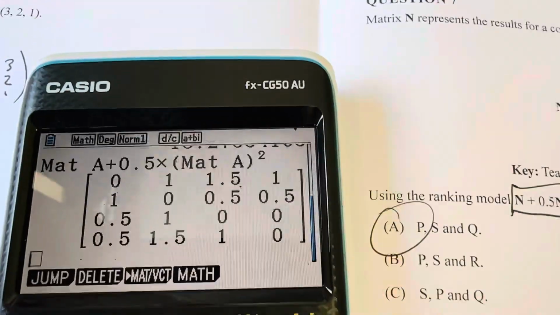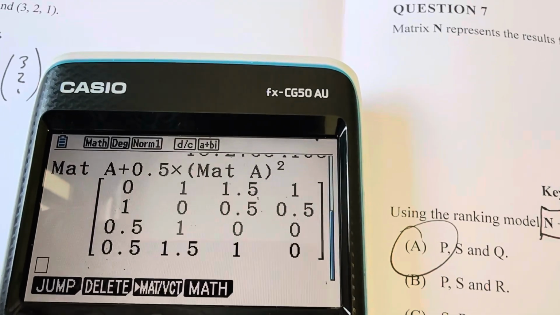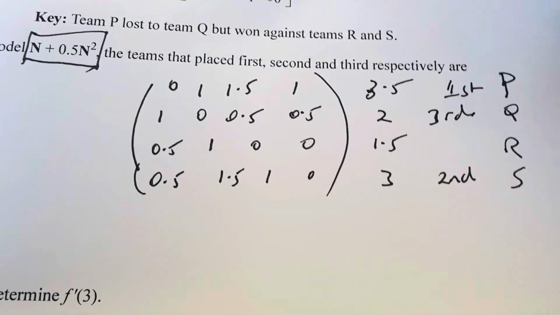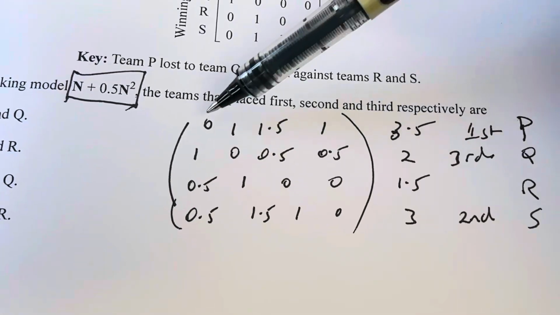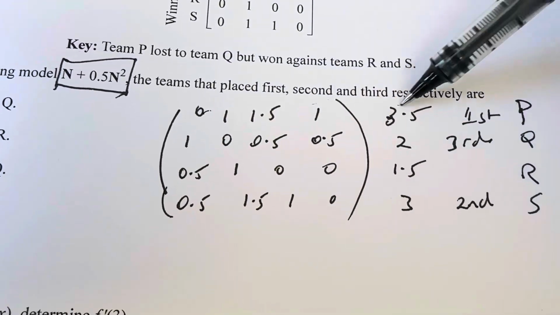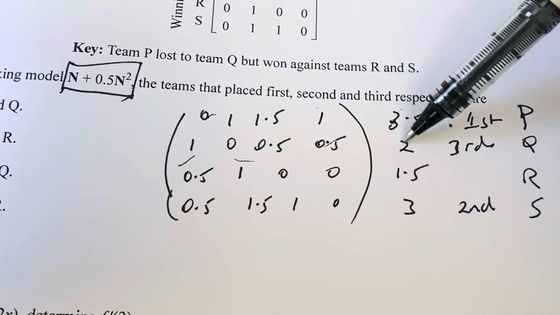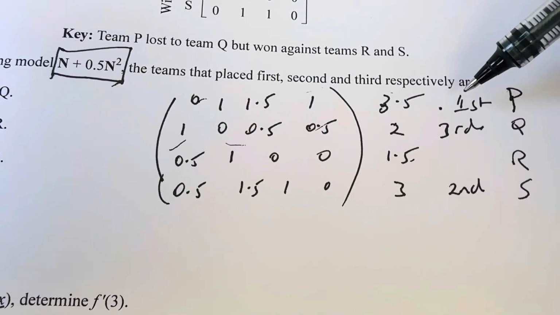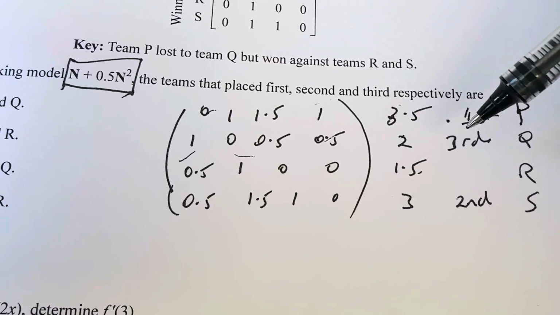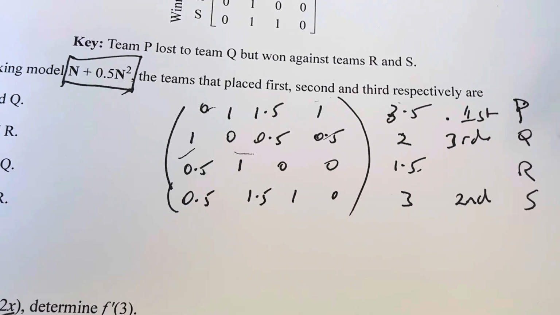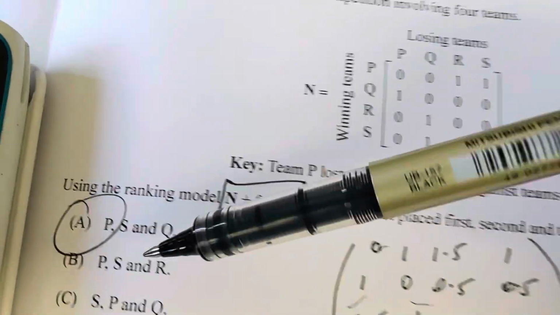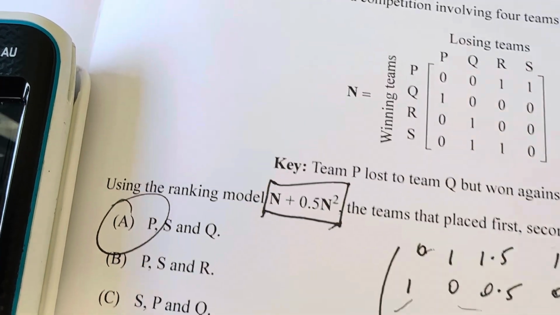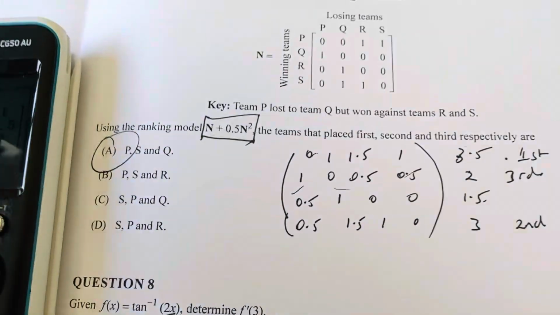We're going to rank it off. We then need to add up rows. Now, me doing it, I've got a bit of time. I'm not as pressed for time as you would be in an exam. I've written it out. You add the rows across, 3.5, 2, 1.5, 3. So obviously highest is first, second, third. So it's going to be P, S, Q, which is A. So that's a nice one to do.